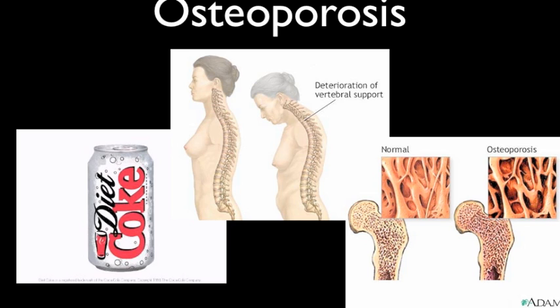And as you can see from the woman in the middle, as you get older and lose bone density in your vertebra, you can actually start to have a humpback from having too weak of bones. So be careful and don't drink too much soda.